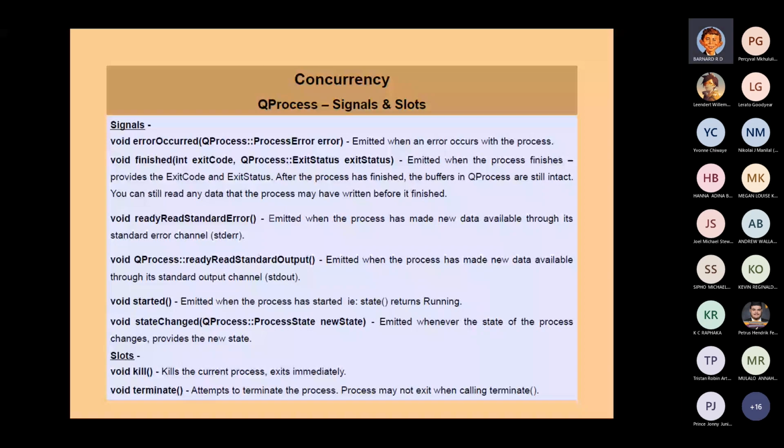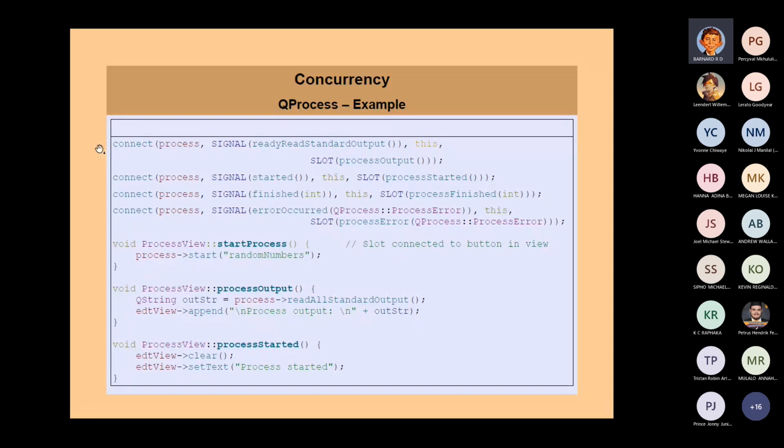And then there's slots like kill and terminate, if for some reason you want to get your process to stop running immediately. But as I say, it's best to do an example and connect up these signals and slots, the ready read signals and slots, and so on. You'll see the communication is actually quite easy. Any questions so far? Yes, Linda?